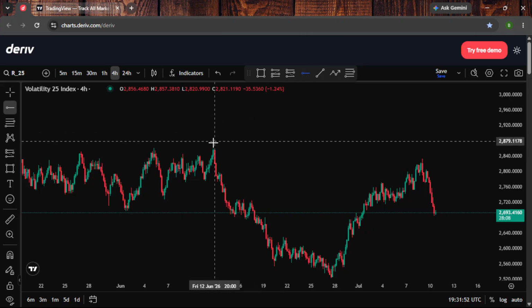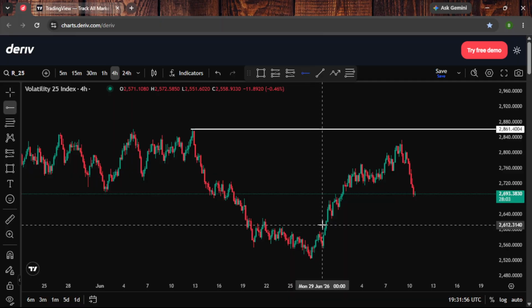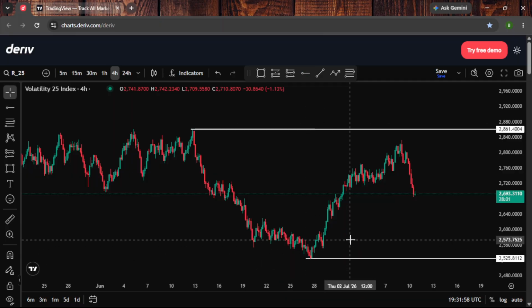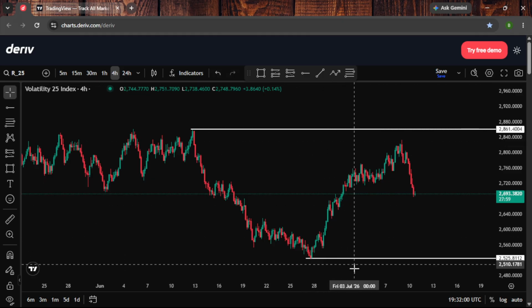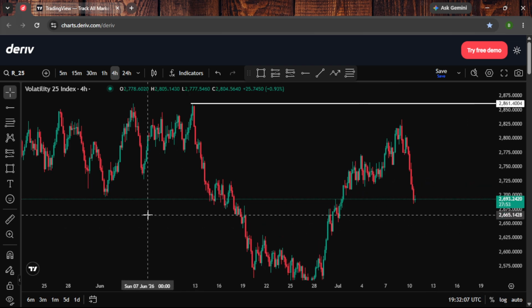Firstly, I mark my swing high. These are my swing high, and then my swing low. And all in between is the trading range. This is the trading range, right? Okay, now let's go into the analysis.